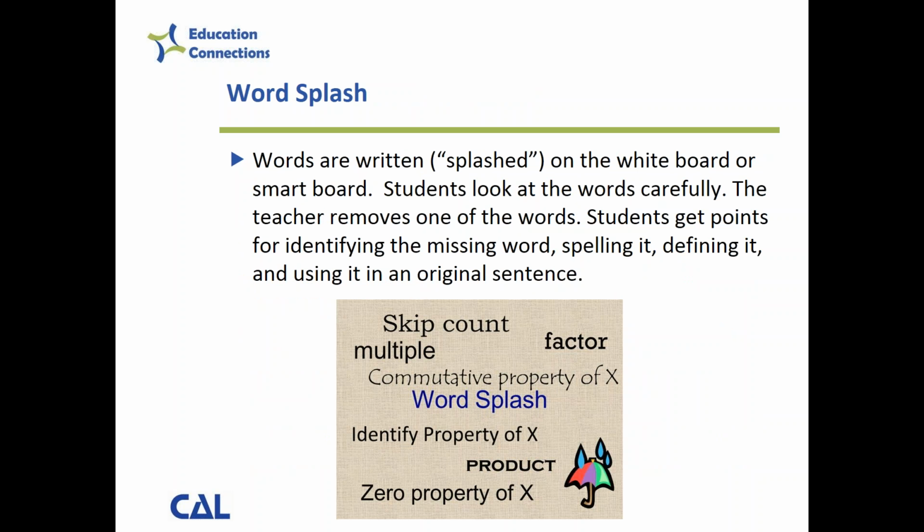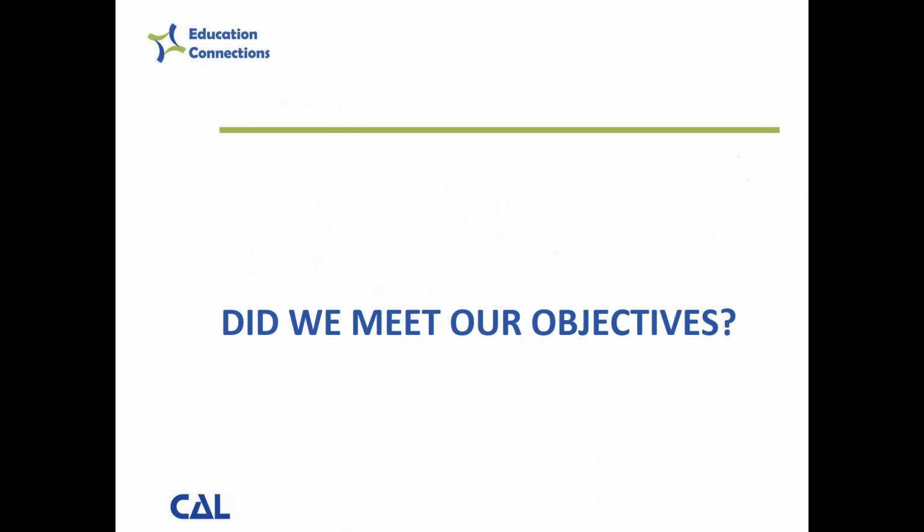And our final activity is called a word splash, where, once again, this is played as a table group. You have words splashed on the smart board or on the whiteboard. One word is removed. Say, for example, I remove the word factor. And the first table group that can identify the removed word gets 1 point and has a chance to earn more points. They earn additional points by defining what a factor is, giving an example of a factor, and using the word factor in a sentence. Spelling it, defining it, using it in an original sentence. Okay.